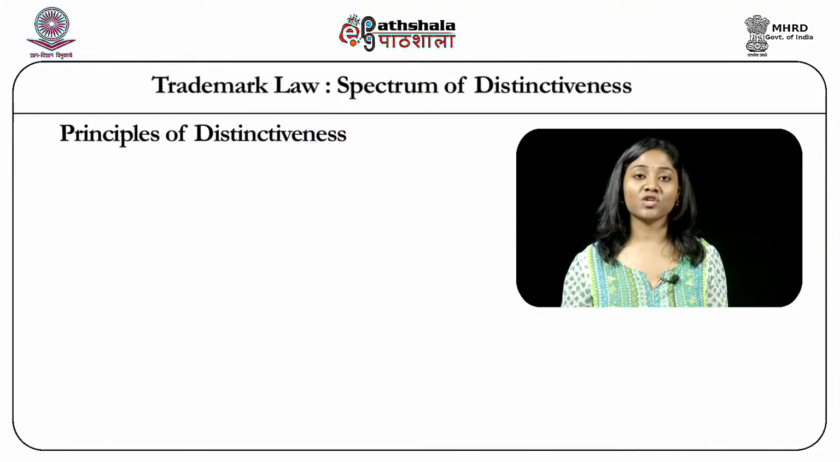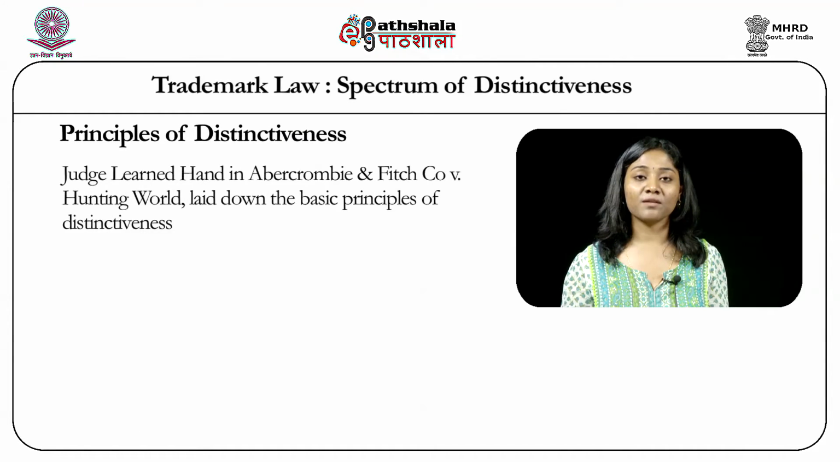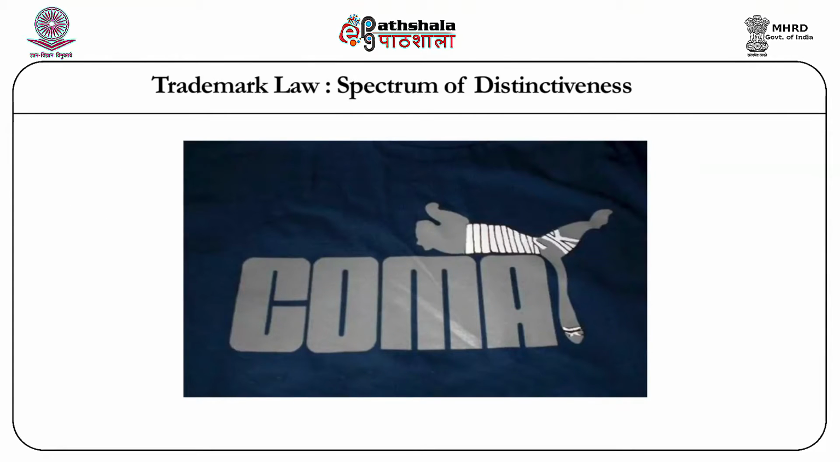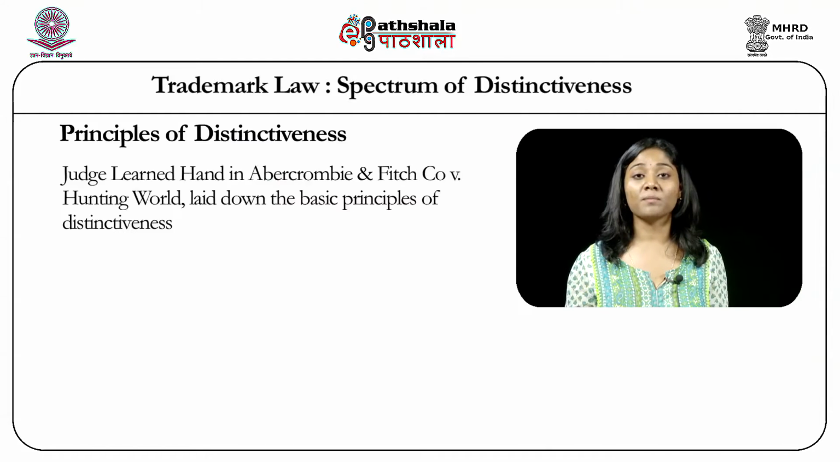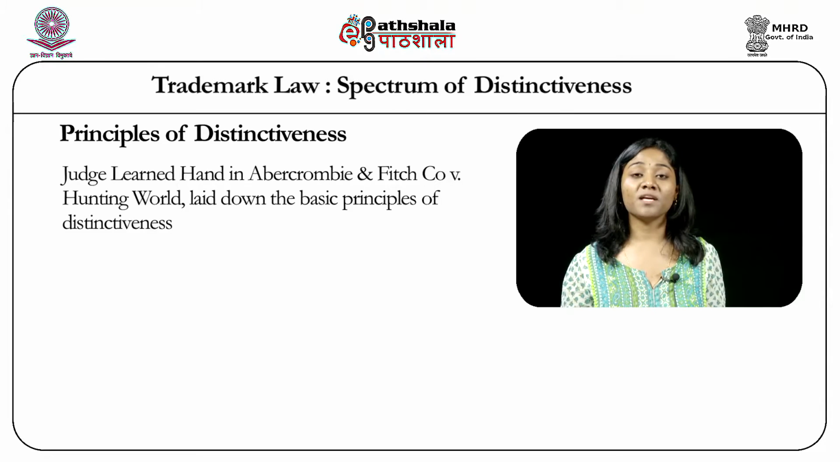Before we go on to understand that, let's familiarize ourselves with a few terms and words associated with the kinds of marks. And I'm going to rely on Justice Learned Hand's judgment in the case of Abercrombie and Fitch versus Hunting World, where Justice Hand essentially describes a spectrum of distinctiveness to assess the strength of a mark. And this spectrum goes on from the strongest mark being a fanciful mark.